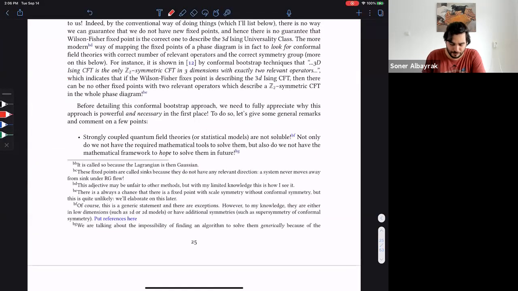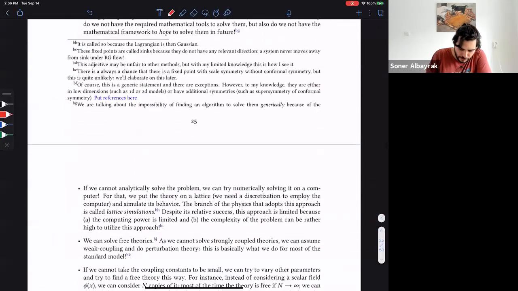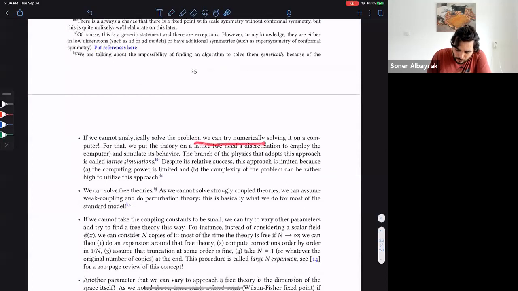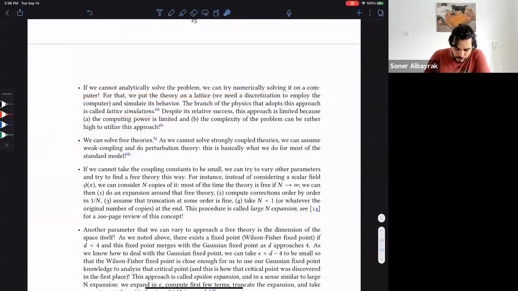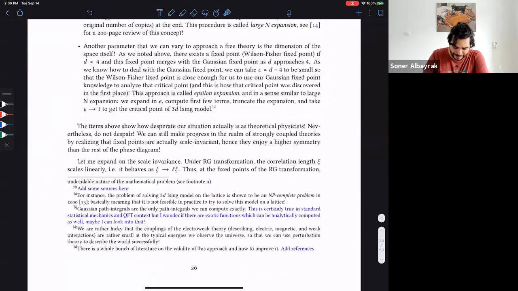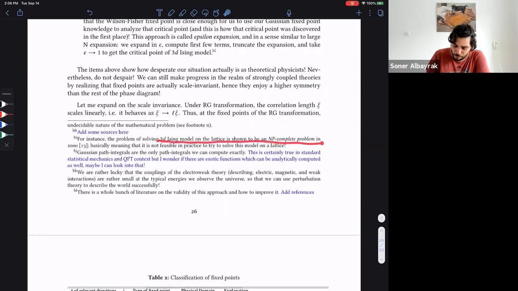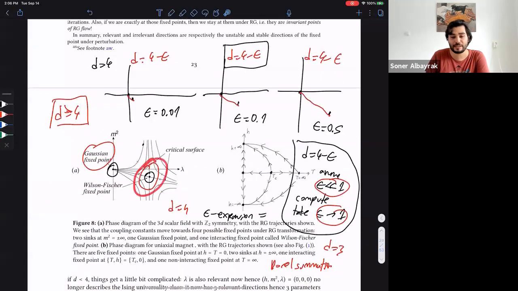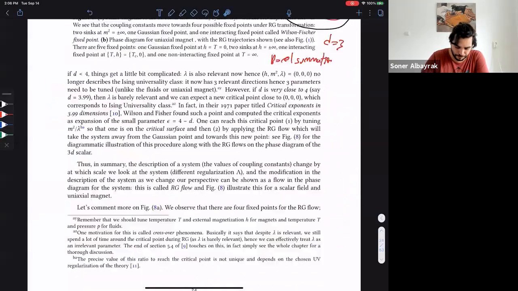But let me recap this. We cannot solve coupled theories. We don't know how to solve them. We can try to solve them in lattice simulations, but you need lots of computation power. Even then, the problem can be very hard. I said yesterday that the 3D Ising model was an NP-complete problem. That is, this fixed point, the Wilson-Fisher fixed point. So solving this on a lattice is an NP-complete problem. It's not feasible to do this on a lattice.